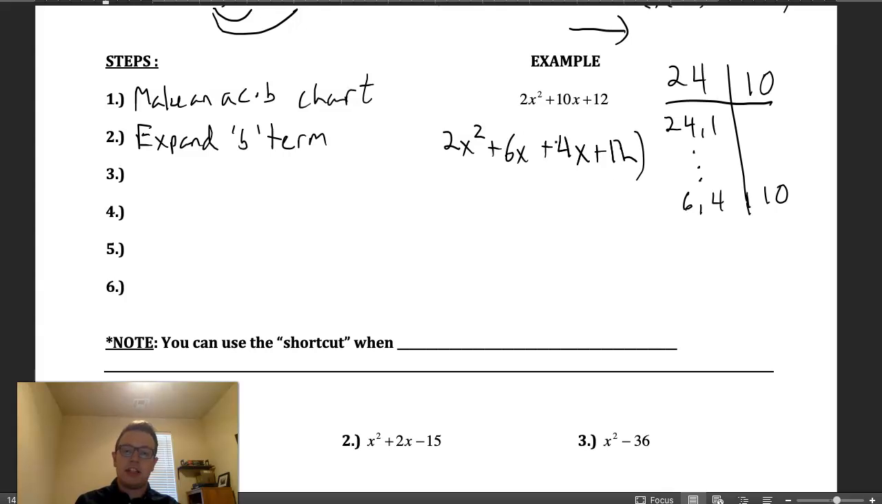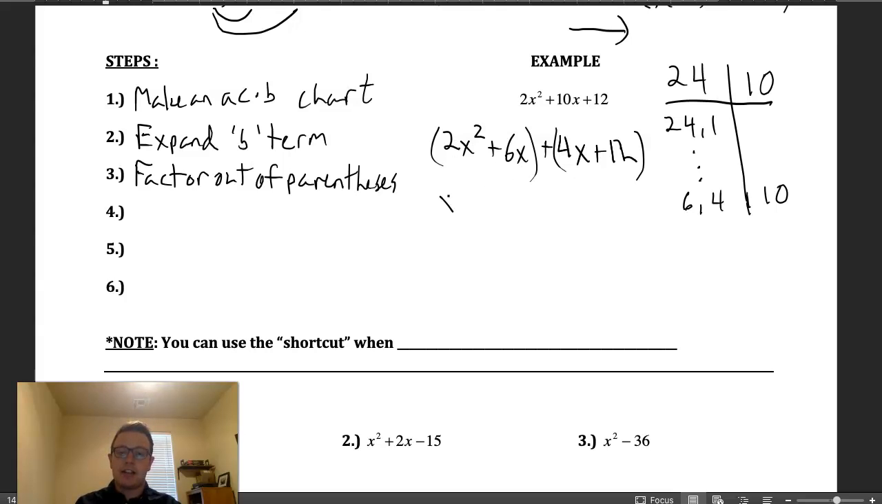From here, we put parentheses around the first two terms and the last two terms, and step 3 is going to be factor whatever we can out of each parentheses. In this case, what can we factor out of 2x squared plus 6x? Well, each of these terms has an x, and each of them is divisible by 2. So we can factor out 2x, and we're left with 2x squared divided by 2x, which is just x, and 6x divided by 2x is 3.